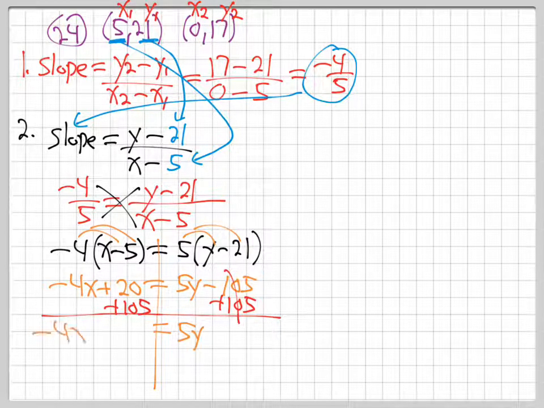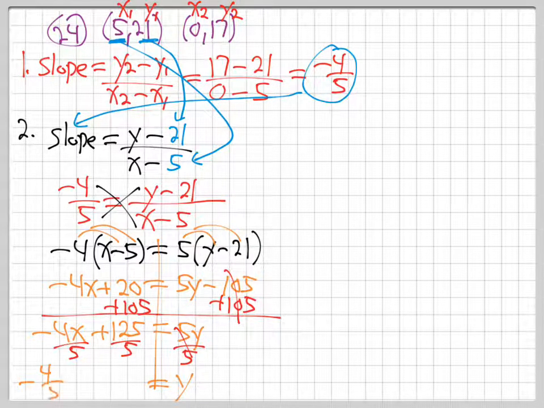y equals minus 4x plus 125. Like that. We're good there. And the last step to get y alone, divide through by 5. Boom. So y equals minus 4/5 x minus 4/5 x. Oh, wait a minute.